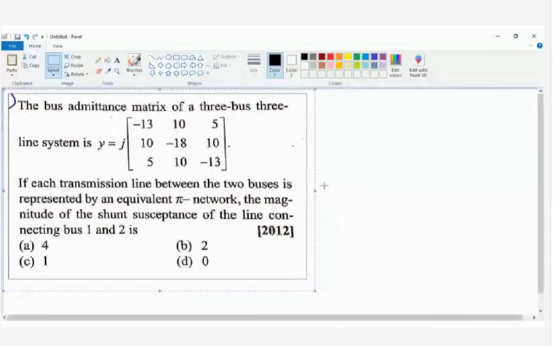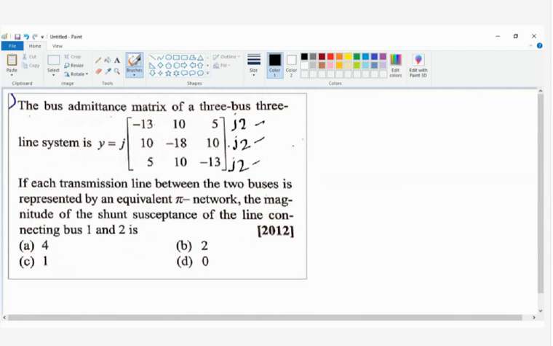Let's look at this. What they have given is the Y bus. If you take the sum of the row, what you get is the admittance. So if you take the sum, you will get plus J2 here, plus J2 here, and plus J2 here also. So basically they are saying that the shunt at bus 1 is J2, shunt at bus 2 is J2, and shunt at bus 3 is J2.